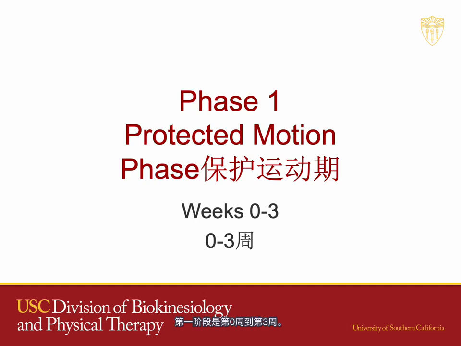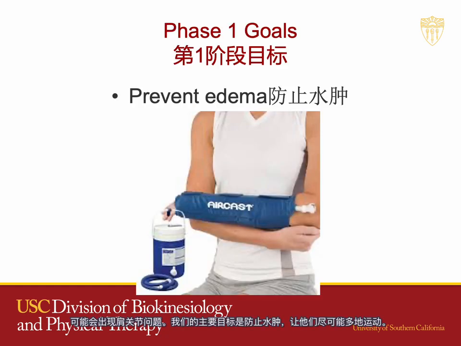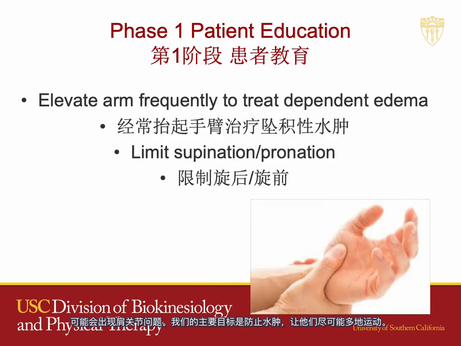So that first phase is going to be week 0 to 3. And during this phase, they probably are going to be immobilized for a period of time. And so again, shoulder stuff. Our big goal is to prevent edema and keep them moving as much as possible. So we want them to elevate that arm so that we don't get edema, because with hand edema, there might be a connection between that and complex regional pain syndrome. So we need to keep that in mind.